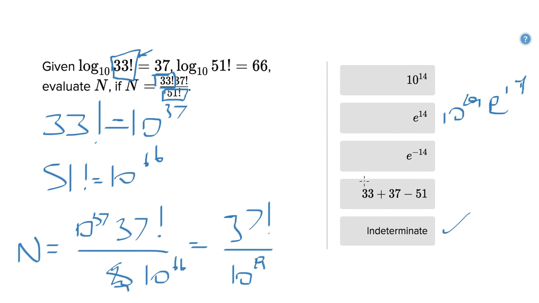You could say 10 to the 29th times 33 plus 37 minus 51. So then the 10 to the 29s would cancel and this would be the answer. But we don't really know. It could be any of these because we don't know what the value of 37! is. So the answer choice must be indeterminate.